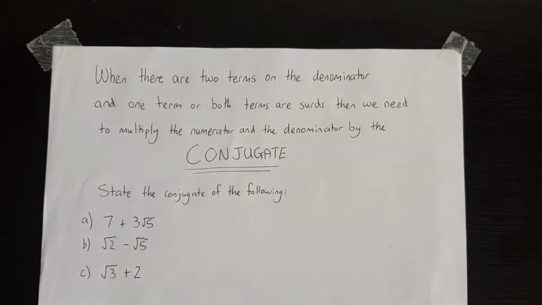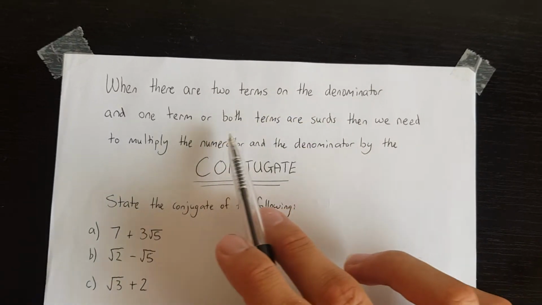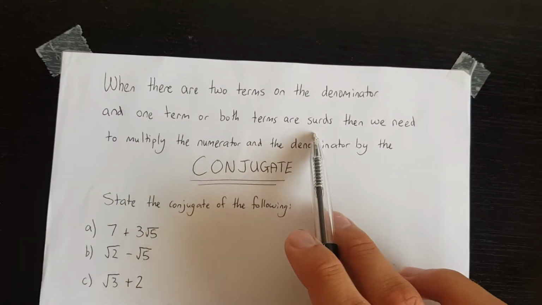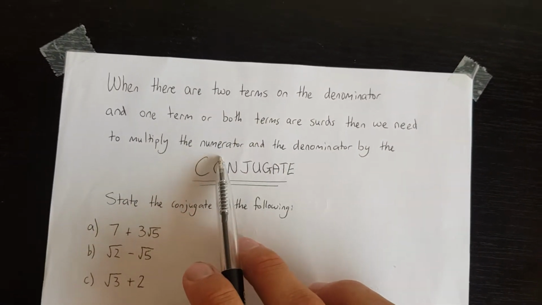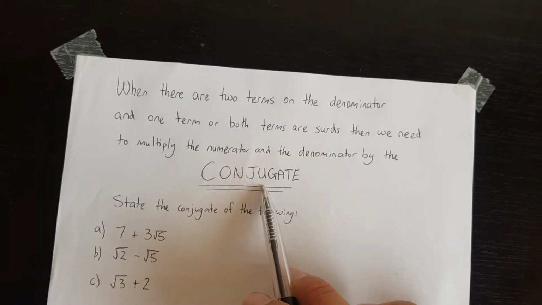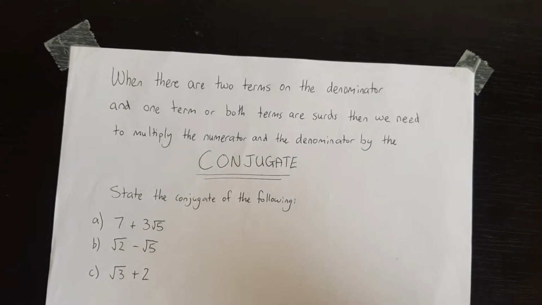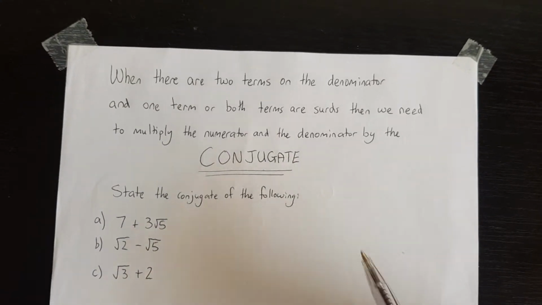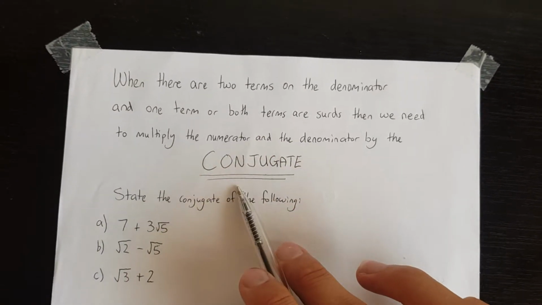When there are two terms on the denominator and one term or both terms are surds, then we need to multiply the numerator and the denominator by the conjugate. This is continuing on with rationalizing the denominator. We need to multiply the numerator and the denominator by the conjugate.